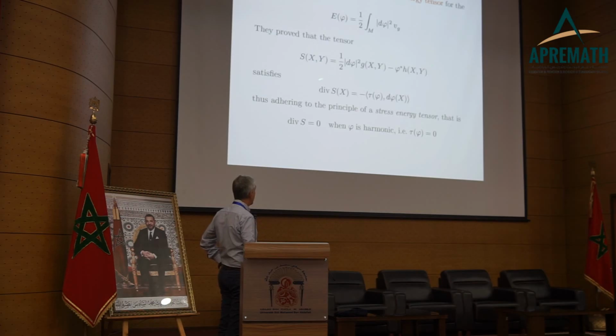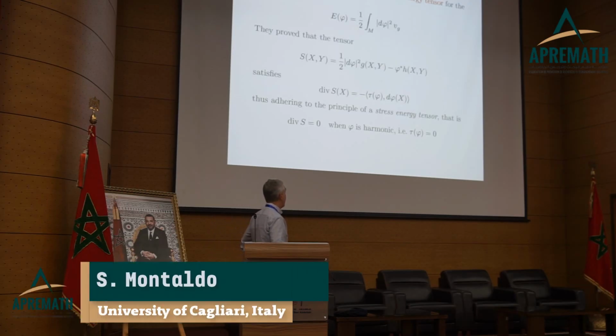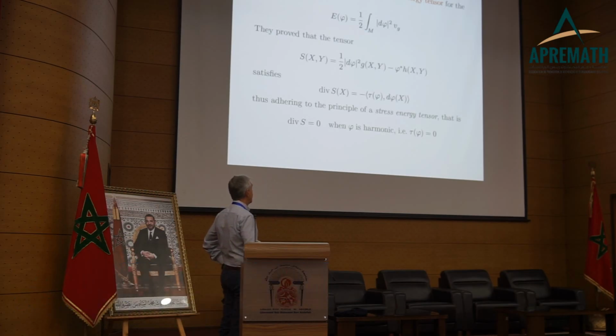And of course, if you compute the divergence of this S, you just get this condition. This one is minus the tension field in a product with d phi of x. And so, when your map is harmonic, and harmonic means that the tension field is zero, you see that the divergence of S is zero. So, if you want, this is really a stress-energy tensor in the sense of Hilbert. The divergence of S is zero when your map is harmonic. One question could be, how can you guess S?